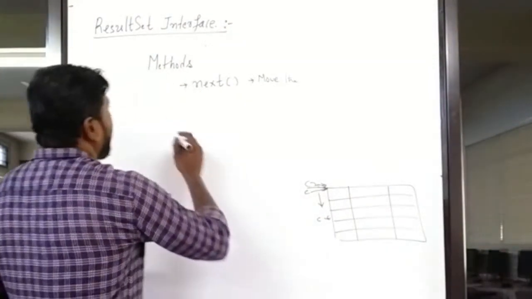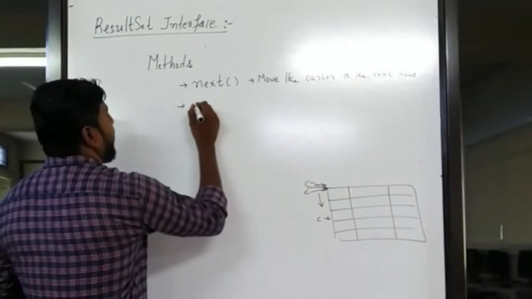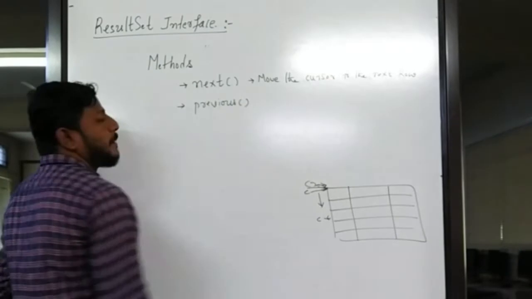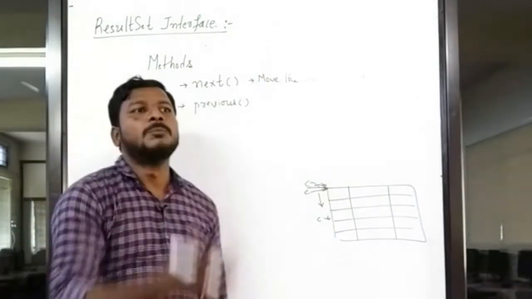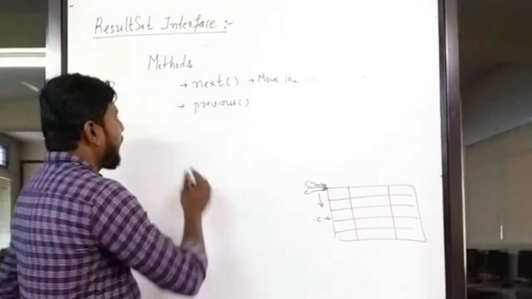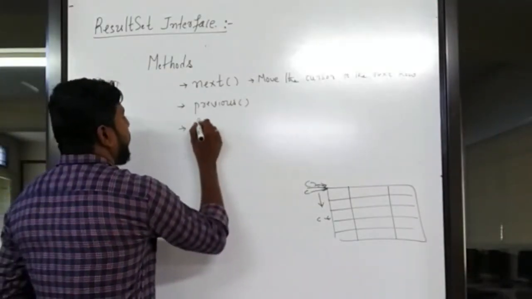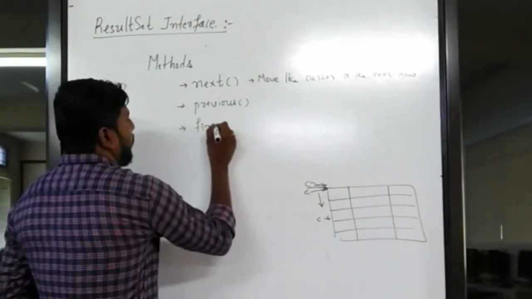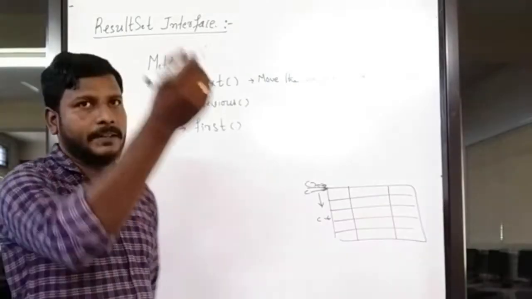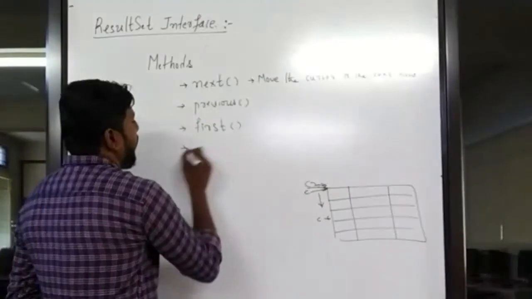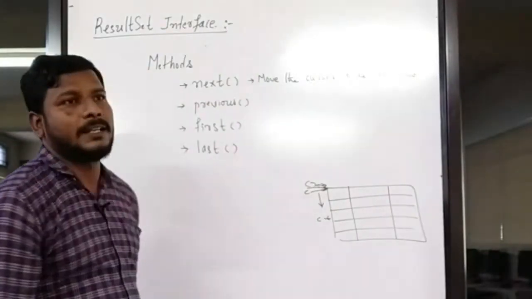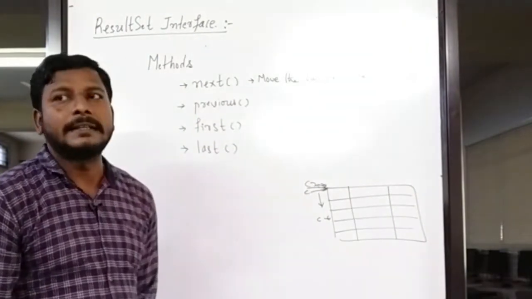So similarly, we have functions like next and previous. The purpose of previous is to move the cursor to the previous row. And similarly we have first, which is used to move to the first row, and last, which is to move to the last row in the result set.